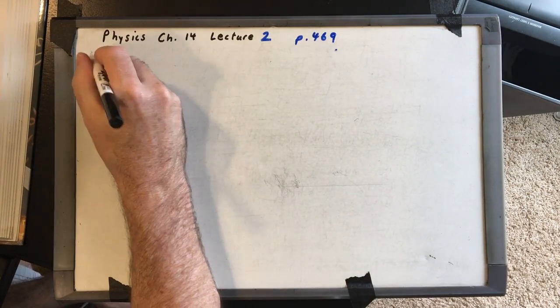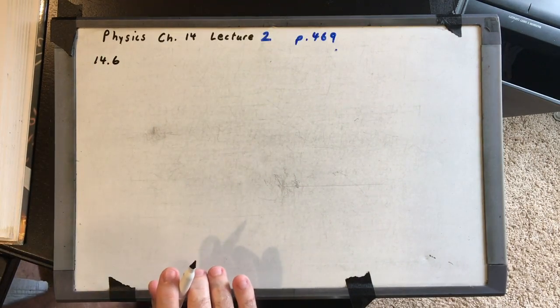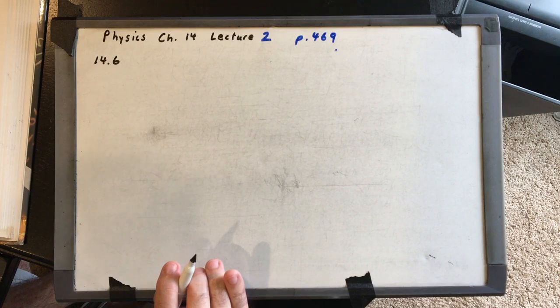And let's look at 14.6. That one says a negative 7.1 millicoulomb charged particle is placed 65 centimeters from a 5.2 millicoulomb stationary charge. If the particle starts at rest, how fast will it be moving after it has traveled 15 centimeters?